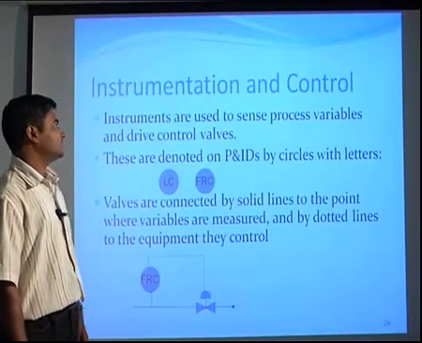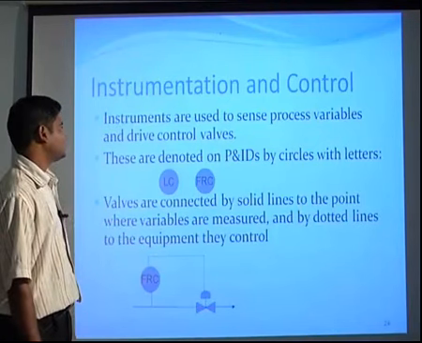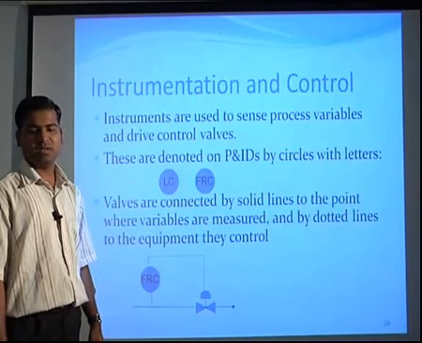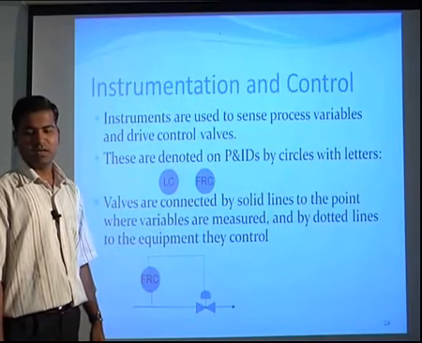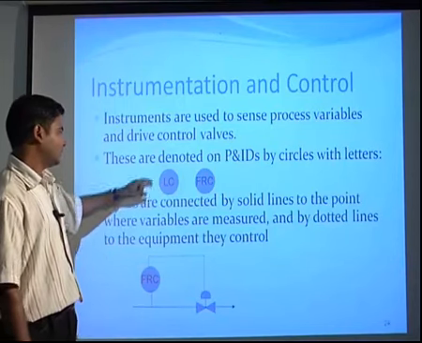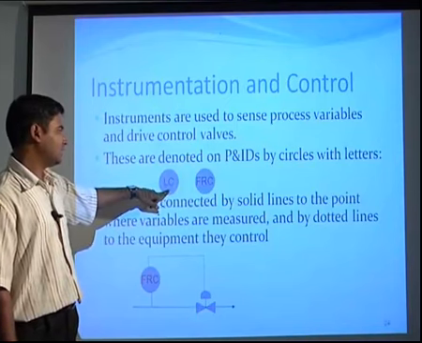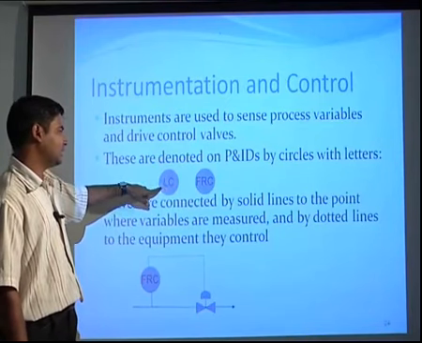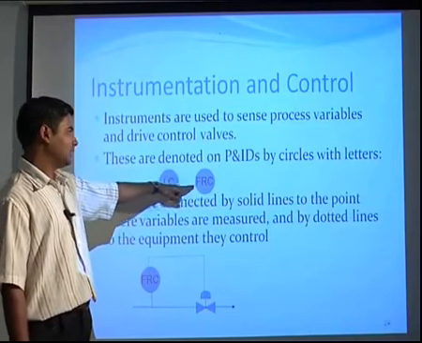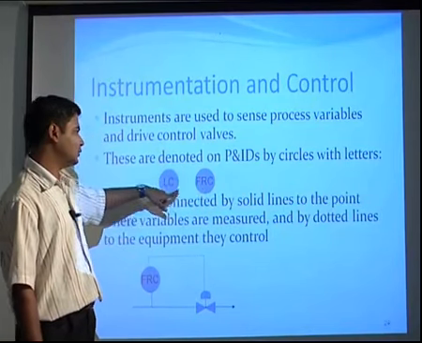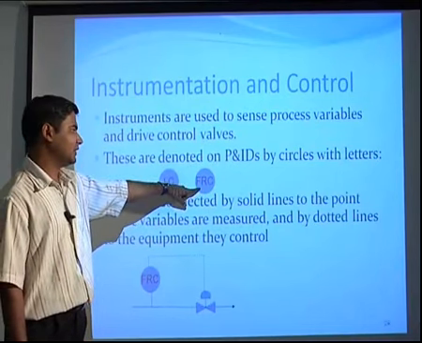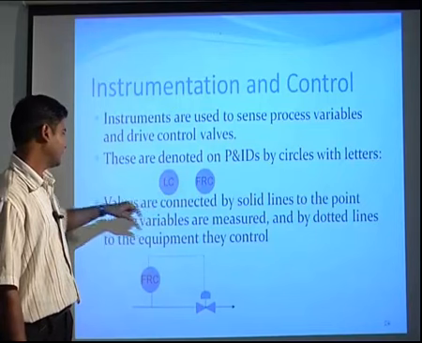So first we will see the instrumentation and the control. Instruments are used to sense process variables and drive control valves, and these are denoted in a P&ID by circles with letters. Suppose you take this example: you can see a circle drawn over here and the letters L and C. We will see what they mean. If you take another, it's FRC. So two alphabets, or maybe three. We will discuss what they mean.